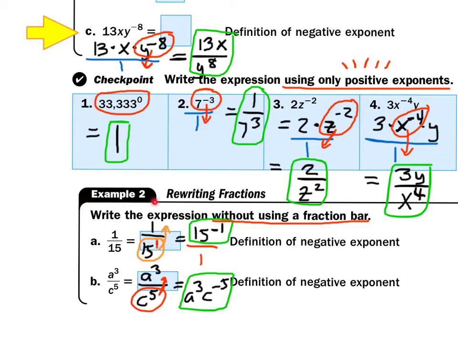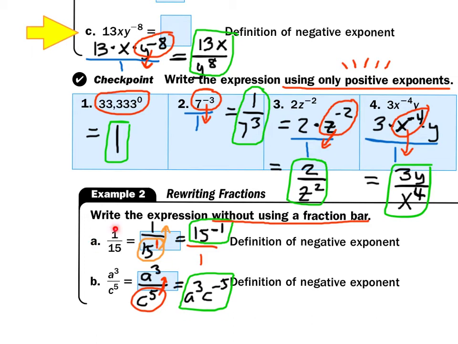Okay, now look at example 2. This is kind of weird. It's rewriting fractions. Now they want us to write the expression without using a fraction bar. So here's what I would tell you. Get everybody out of the pool. Even if it's going to make the babies cry, you have to get everybody out of the pool.